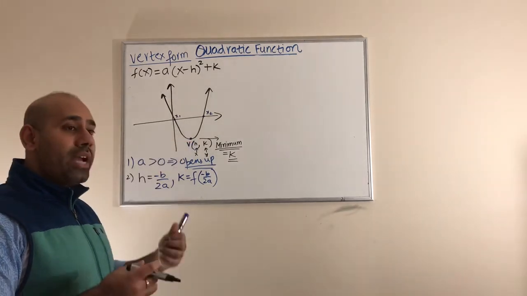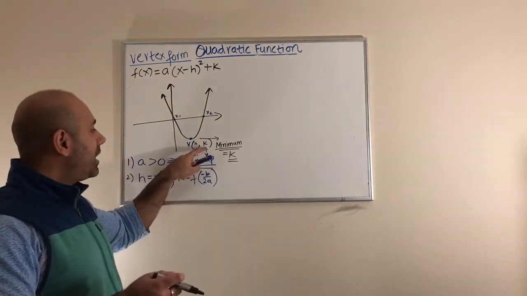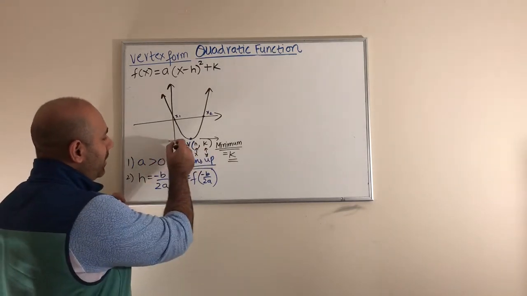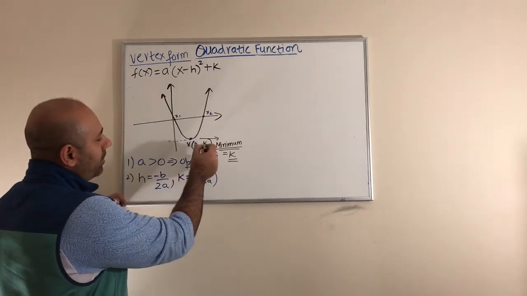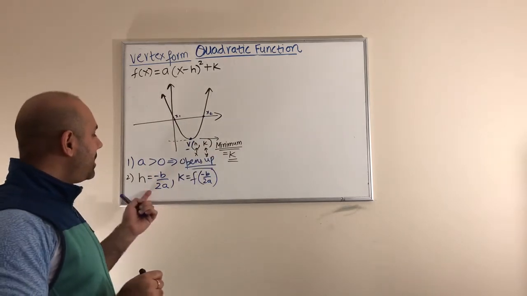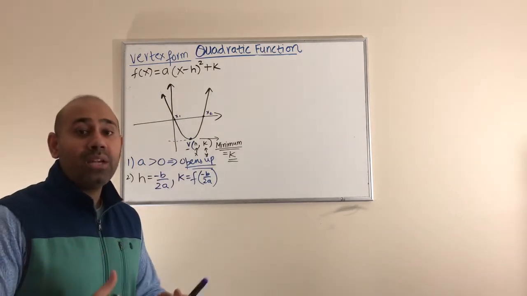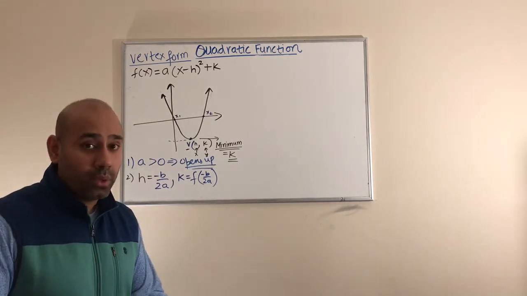And when we are trying to find the minimum value, obviously we are talking about the y value here, okay? And the y value for this vertex is the k value. So once we calculate h, we can calculate k. Once we have the k, we basically have the minimum value for that particular function, okay?